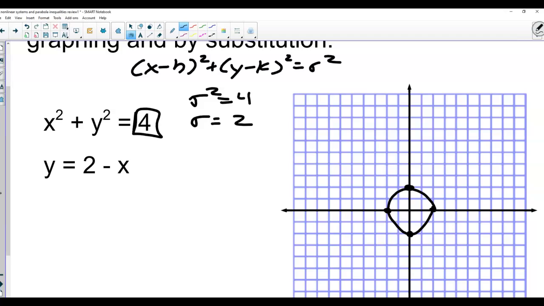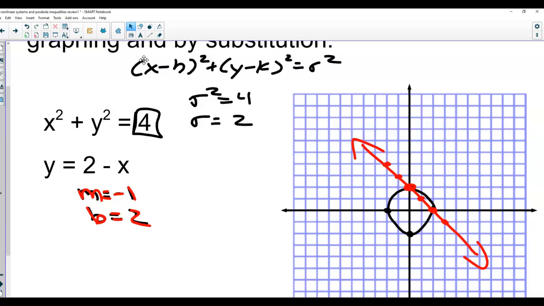My slope here is negative 1, and my y-intercept is 2. Put it in a different color. My slope is negative 1, and my y-intercept is 2. So there's one point of intersection. My slope being negative means I go up 1, left 1, up 1, left 1, down 1, right 1, down 1, right 1, down 1, right 1. Once again, the points of intersection here and here are your answers. 0, 2, and 2, 0 is your answer.